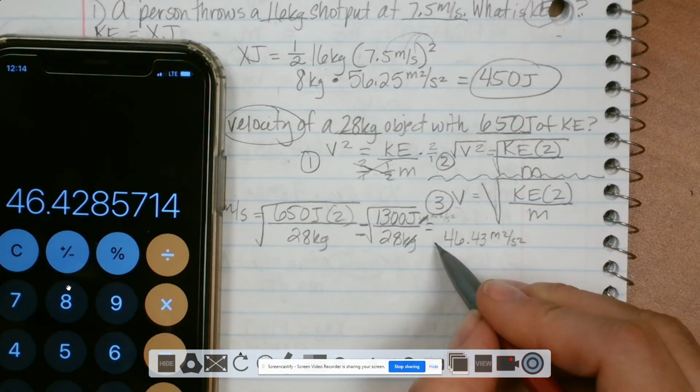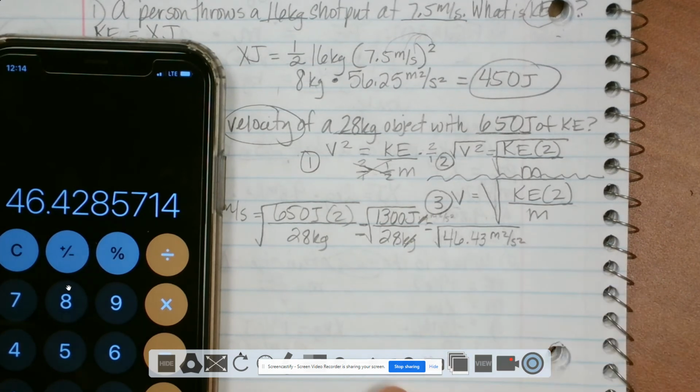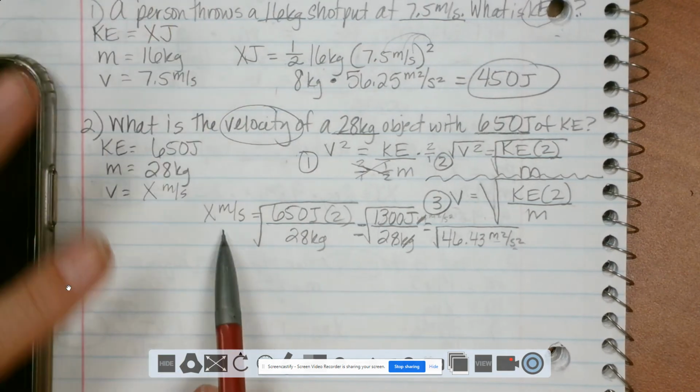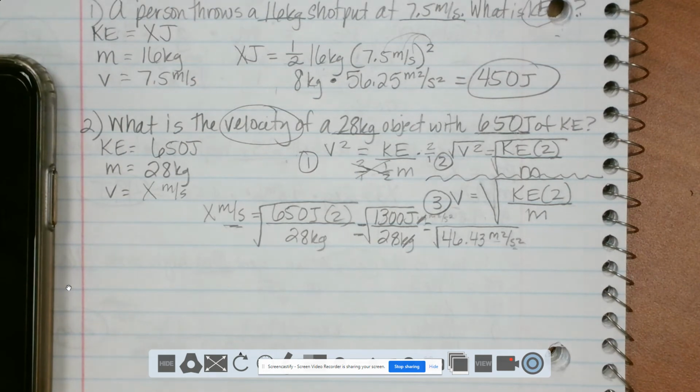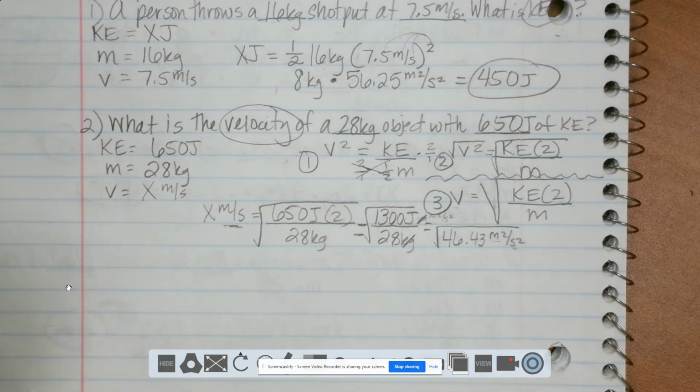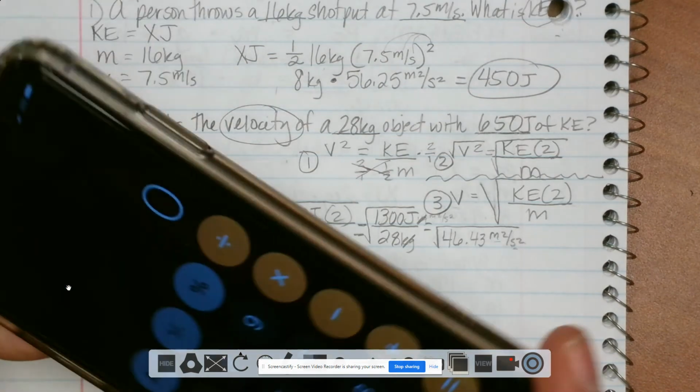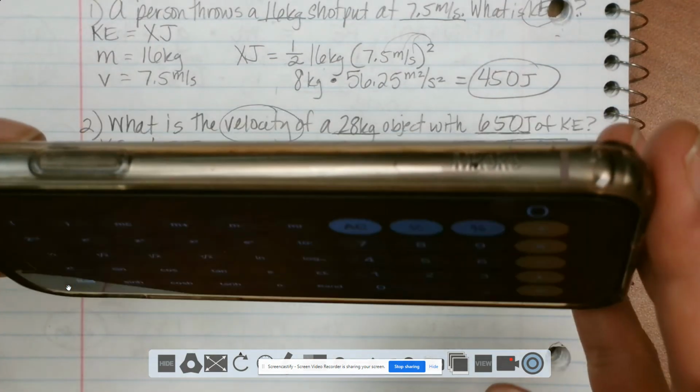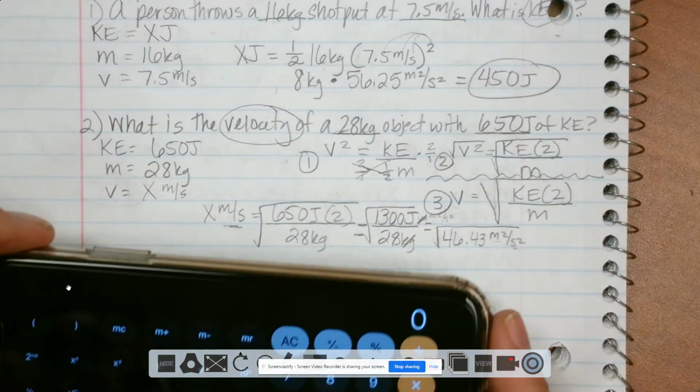Oh, remember, guys, we're not done. We still got to square root everything, which will also square root our meters squared and our seconds squared. Because what do we want? Just the meters per second. Okay, so I'm going to take this number and square root it. So I have to flip my calculator sideways. There we go. To get the square root button.